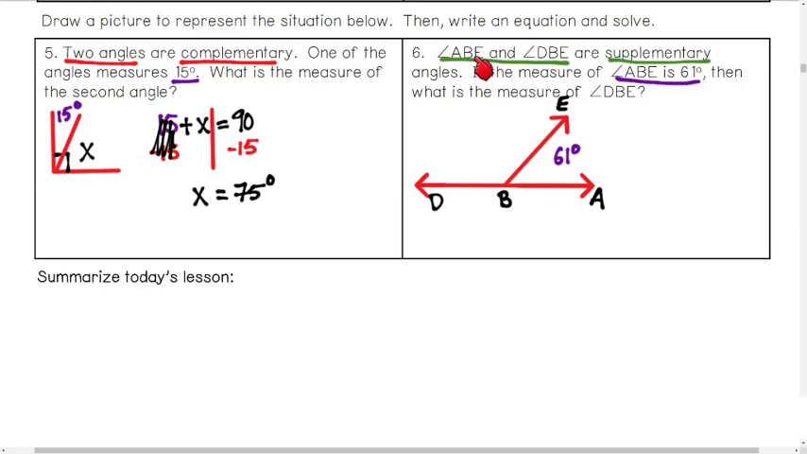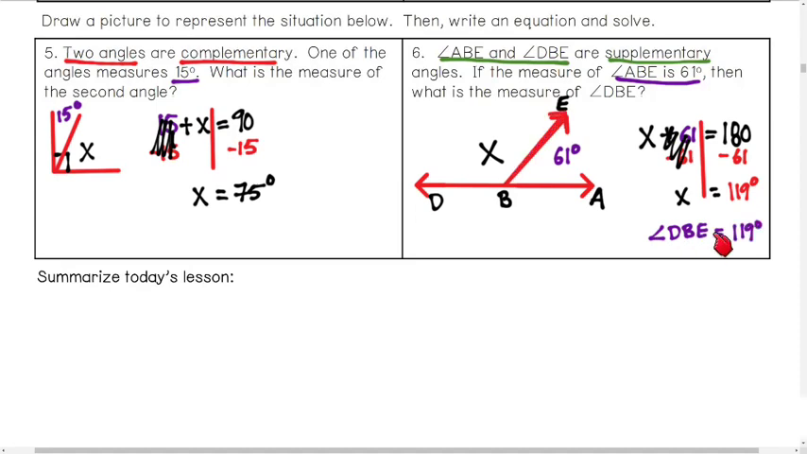You'll notice that both of them have BE in them. That means that this has to be the ray BE for them to be supplementary together. With that, I start my problem, putting an x there, and I get x plus 61 equals 180. I solve for x by subtracting 61 from both sides, and I get x is equal to 119. In addition to that, we would use what it's told us up here, the measure of angle DBE, so I do that. The angle DBE equals 119 degrees.